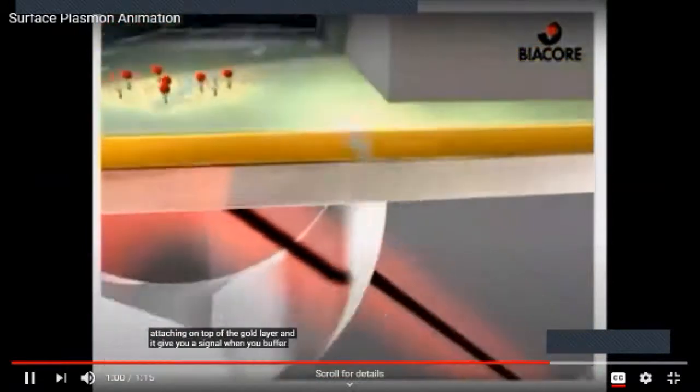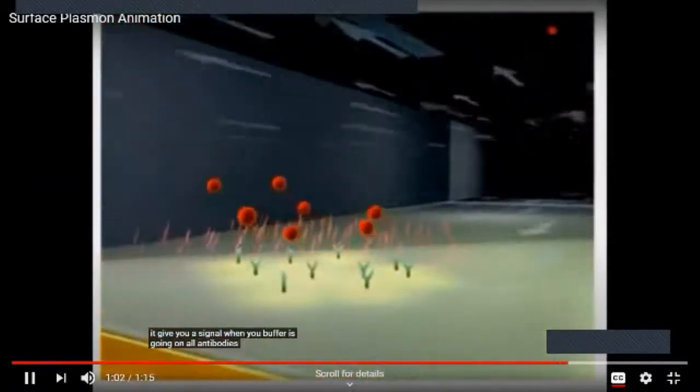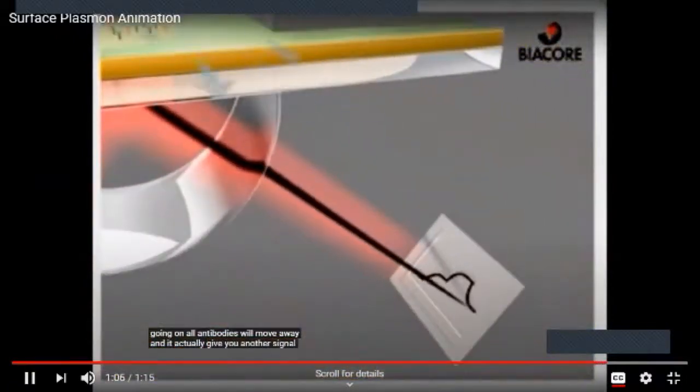When new buffer is flowing on, old antibody energy loss will move away and we can actually see another spectrum in the signal.